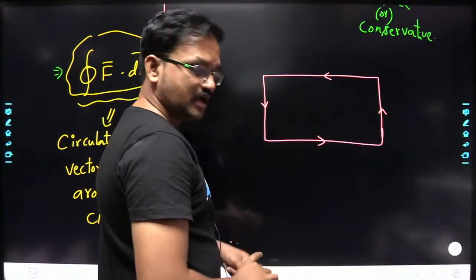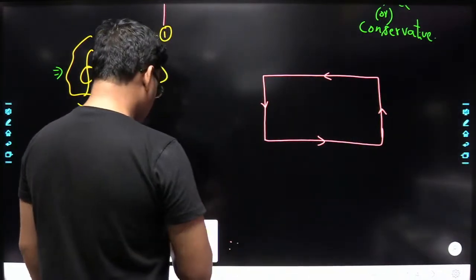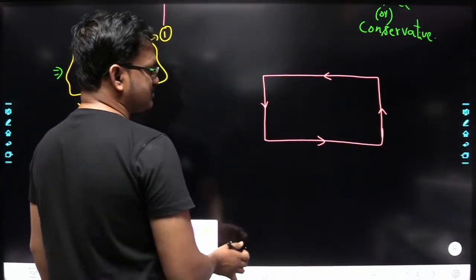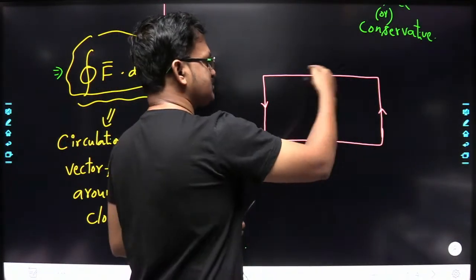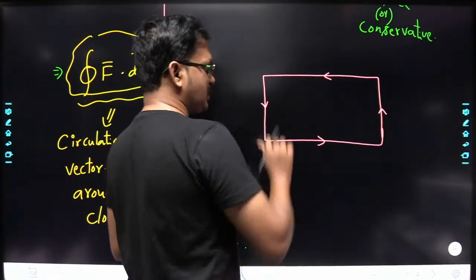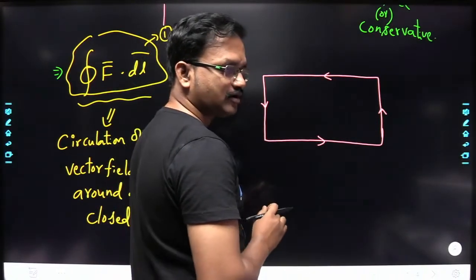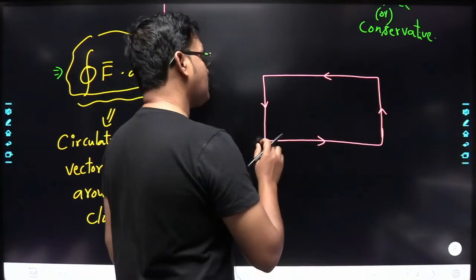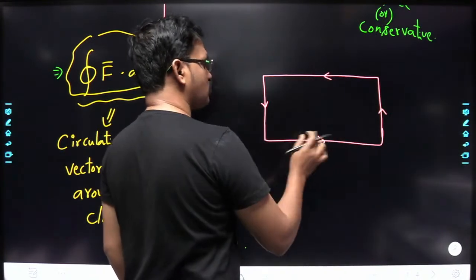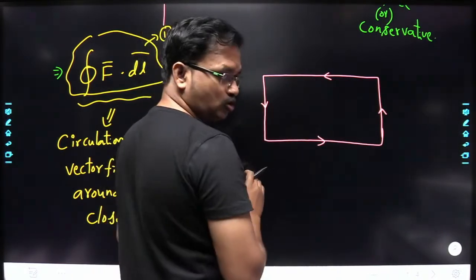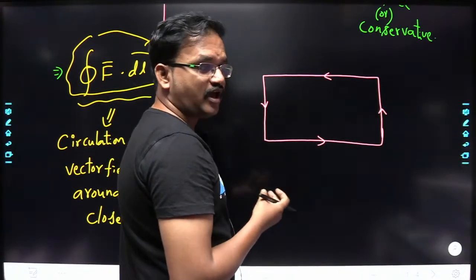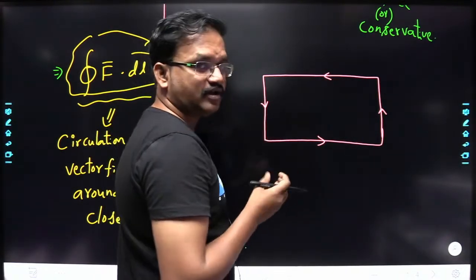See here, if some vector field is circulating around this closed loop, it means inside this closed loop there must be a source of that circulating field, yes or no? If some field is circulating around this closed loop, there must be a source of that circulating field.